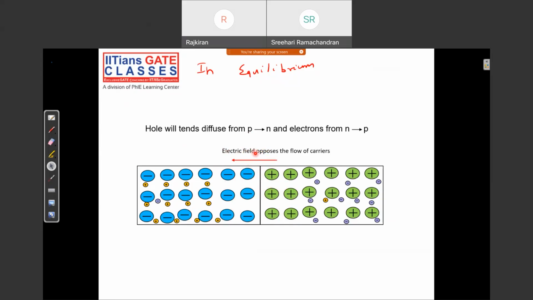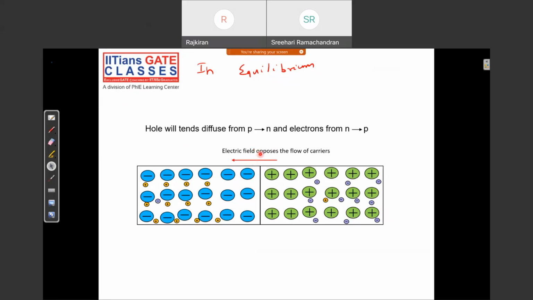Then the equilibrium point will be reached when the force due to the electric field is exactly equal to the concentration gradient force. Whenever we set up an electric field which exactly opposes the concentration gradient force, after that there will not be any motion of holes from the p side to the n side and electrons from the n side to the p side. The electric field will go on increasing until a particular value called the built-in electric field. There won't be any further motion of holes and electrons. Clear?